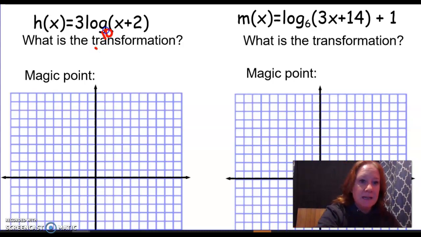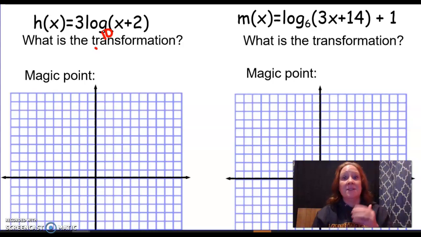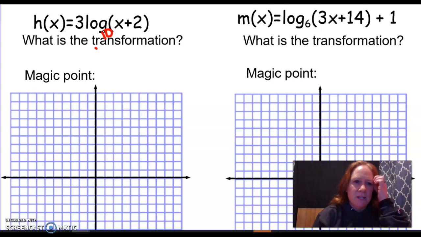Yeah, your base is 10, so that means it's going to turn harder than just an e, or the one next to it, which is base 6. The base 10 is going to turn harder than a base 6 because 10 to the something grows faster than 6 to the something. So what is the transformation on this one?